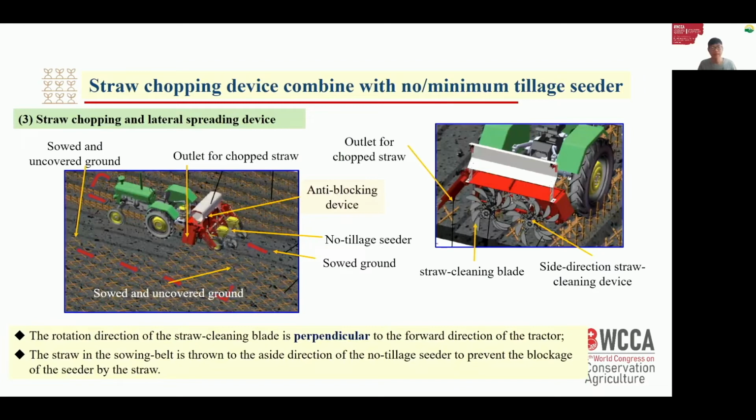For the straw chopping and lateral spreading device, the rotation direction of the straw cleaning blade is perpendicular to the forward direction of the tractor. The straw is thrown by the blade to the side direction of the no-tillage seeder to prevent the blocking of the seeder by the straw.